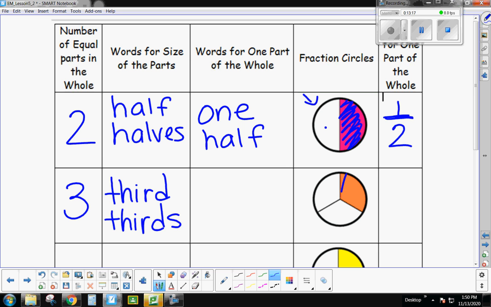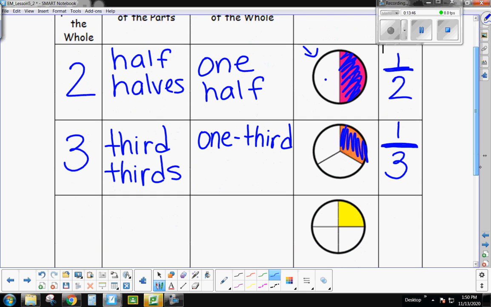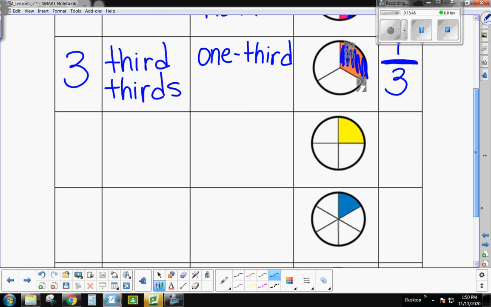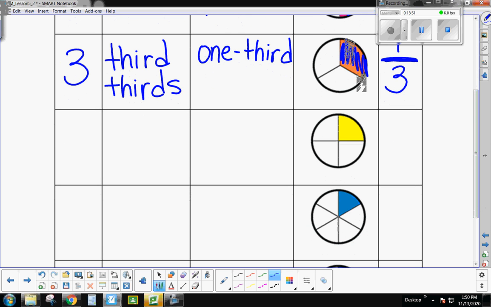Now, what would I call just one of those parts? Words for one part of the whole would be 1/3. And the way I would write that as a number is 1 out of 3. And again, this bar, we could say the words out of when we see that bar. So 1 out of 3 would name my unit fraction. If I'm going too fast as you're doing your notes, you can always pause that video.